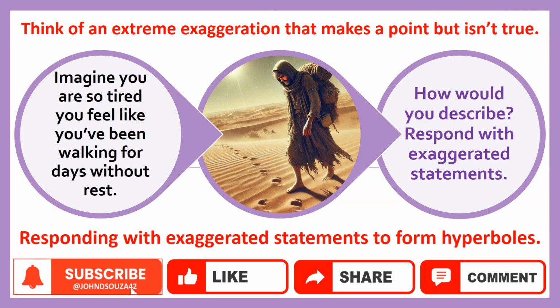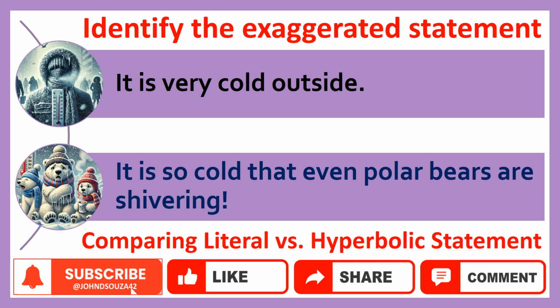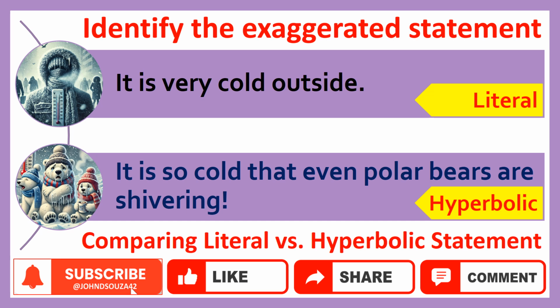Look at this situation. Gaze at the visual. Can you think of an extreme exaggeration that makes a point but isn't true? Take note of these pairs of sentences, one literal, another exaggerated. The literal sentence states a fact, while the hyperbolic sentence amplifies the effect by making it seem absurdly cold.